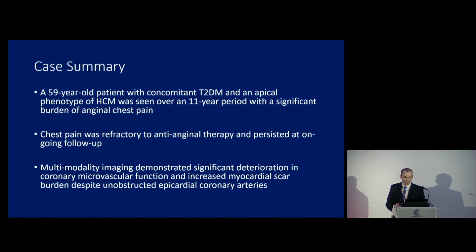Our patient's a 59-year-old gentleman with an apical phenotype of HCM, who was seen over an 11-year period with a significant burden of anginal chest pain, which was refractory to standard therapy and persisted on ongoing follow-up. The insight this case can provide is that we had the benefit of serial coronary imaging and serial CMR imaging over an extended follow-up period. What we saw was a significant decline in coronary microvascular function despite unobstructed epicardial coronary arteries.